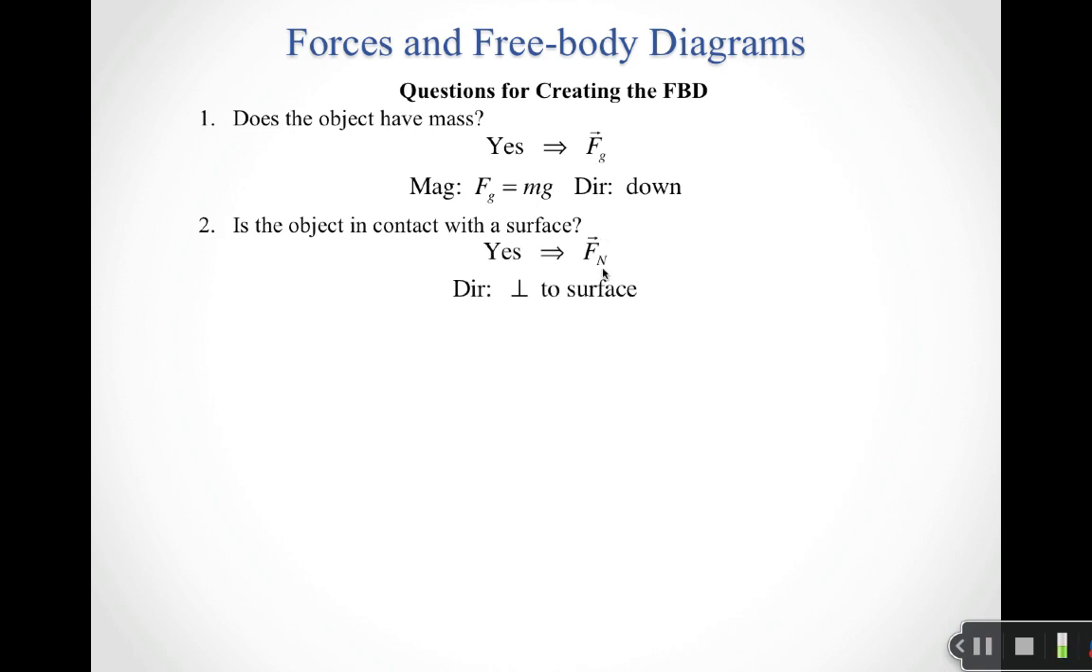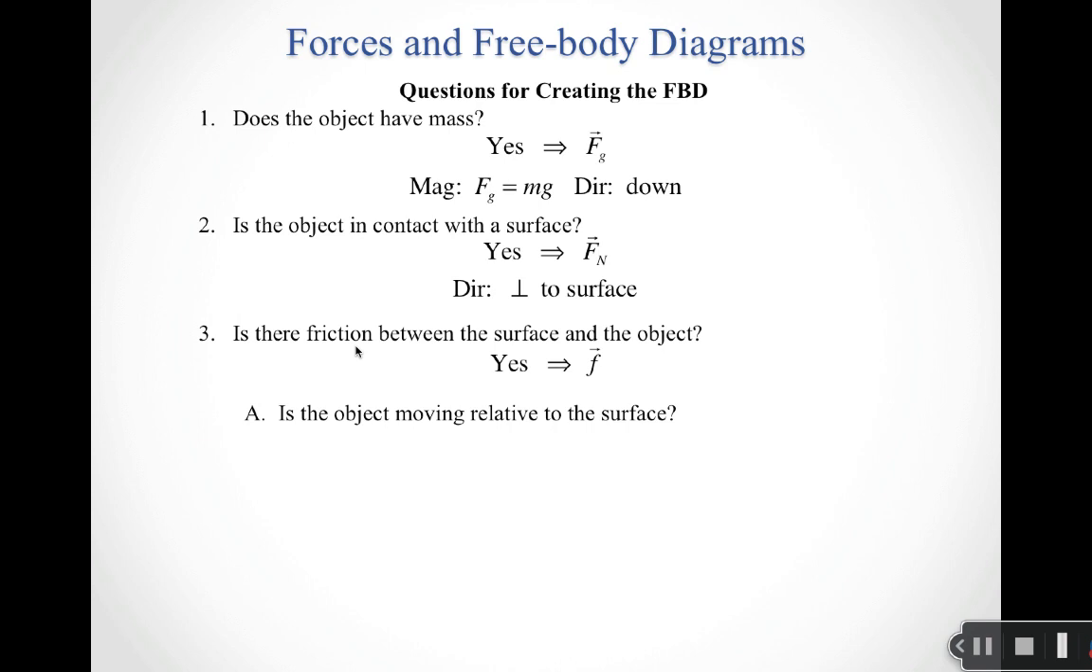Is the object in contact with the surface? Well, if the answer is yes, then I know that I'm going to have a normal. The normal force is going to be perpendicular to the surface. Then I have to ask a follow-up question: is there friction between the surface and the object? So if the object is in contact with the surface, I know I have a normal. And if my surface isn't frictionless, then I will also have friction.